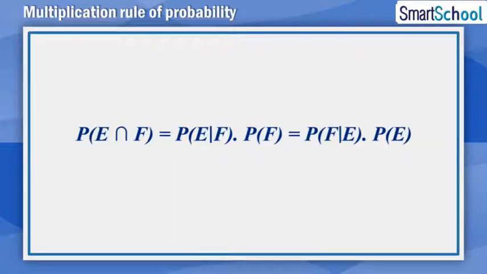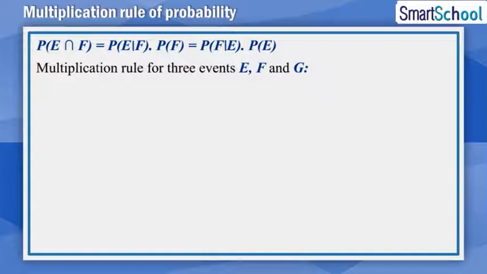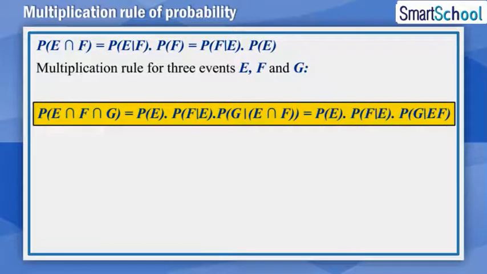This multiplication rule can be extended to more than 2 events. For example, for 3 events E, F and G in sample space S, the multiplication rule is defined as the probability of E intersection F intersection G is equal to the probability of E into the probability of F given E into the probability of G given E intersection F, which is equal to the probability of E into the probability of F given E into the probability of G given EF.